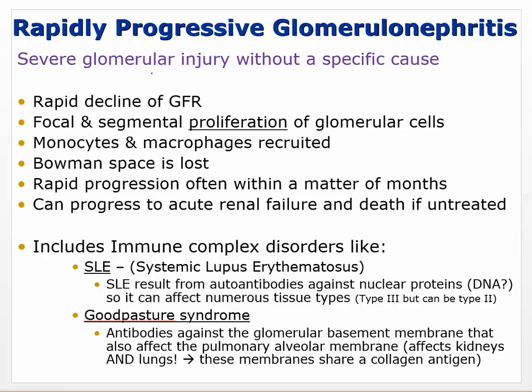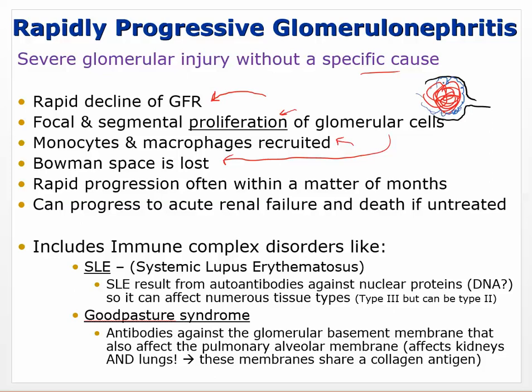That is severe glomerular injury without a specific cause. It's going to be a rapid decline of GFR. Focal, those are those terms. Focal and segmental proliferation of glomerular cells. So it's proliferative buildup of glomerular cells. Monocytes and macrophages are going to move in, and due to this proliferation, you're going to lose that Bowman space. Remember, you're supposed to have this capillary ball, and then the glomerulus kind of sits around it. But that proliferation is going to mean that you have a buildup of tissue around here.